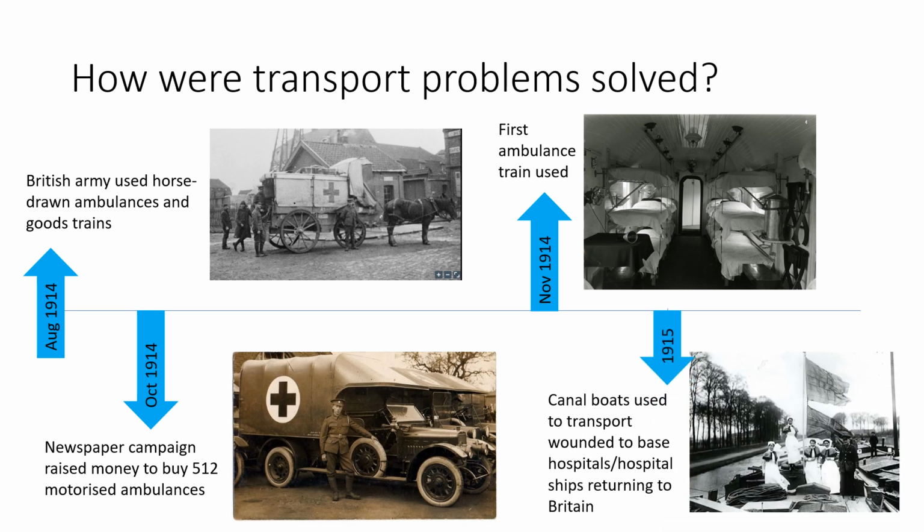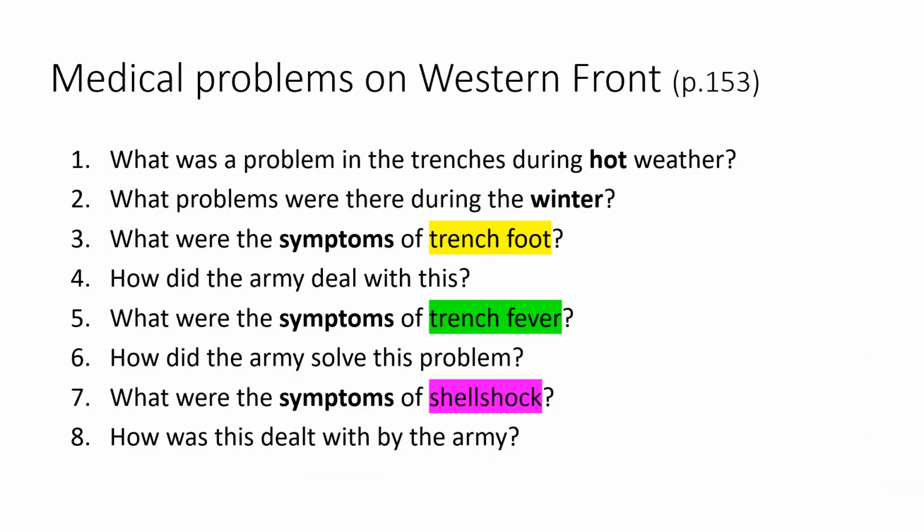So another solution that came in 1915 was they used canal boats on these wide man-made rivers in northern France, and they would use these boats to take men to the coast or to base hospitals. So there were lots of ways that they solved transport problems. So in your book, write down a paragraph about how the British Army improved transport over time. On page 153, so that's the end of the bit about transport.